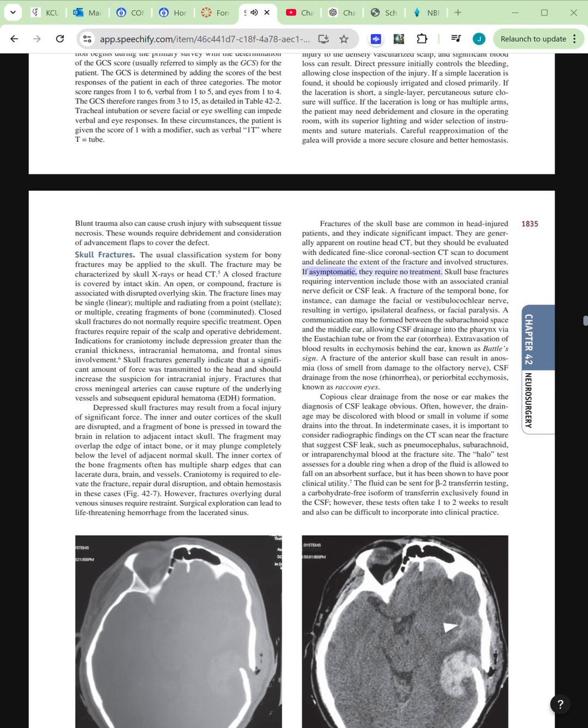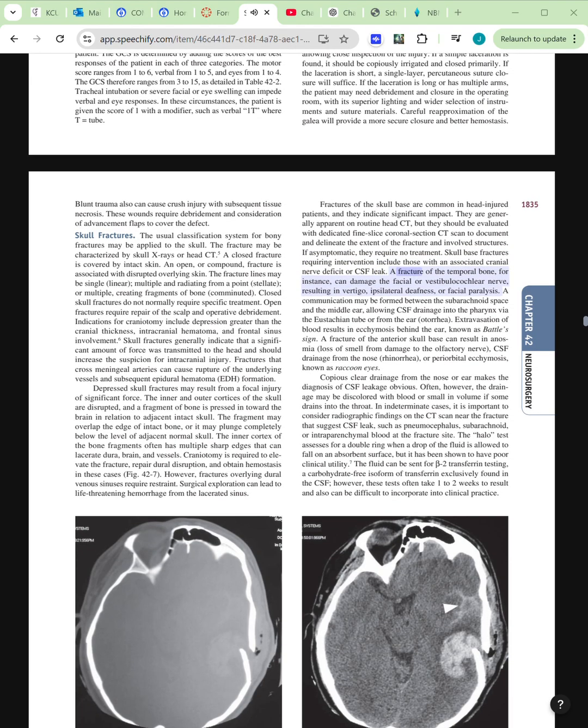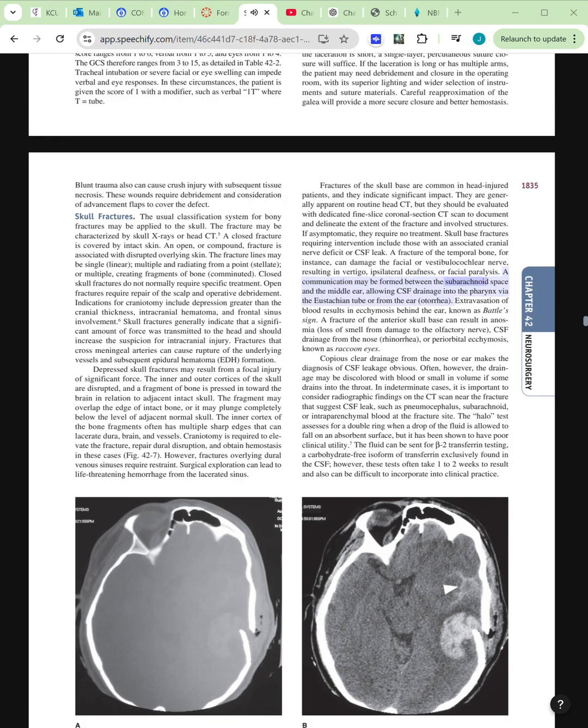If asymptomatic, they require no treatment. Skull base fractures requiring intervention include those with an associated cranial nerve deficit or CSF leak. A fracture of the temporal bone, for instance, can damage the facial or vestibulocochlear nerve, resulting in vertigo, ipsilateral deafness, or facial paralysis. A communication may be formed between the subarachnoid space and the middle ear, allowing CSF drainage into the pharynx via the eustachian tube or from the ear.